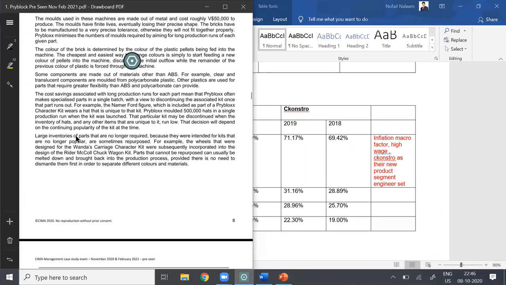Here, on page number 8, they are telling us that large inventory plots that are no longer required, because they were intended for kids' products that are no longer popular, are sometimes repurposed. For example, the wheels designed for the Vanda carriage character are subsequently incorporated into the design of the Ryder McCoil Chuck wagon kit. You get what I'm saying. So they generally have the same type of wheels and parts, which can be compatible with another product. So they have that opportunity, yes or no?